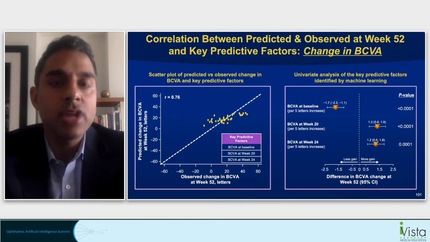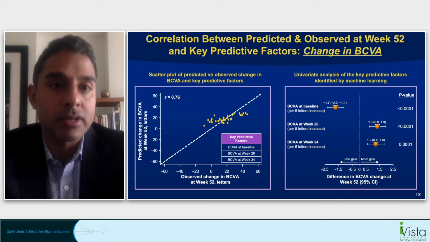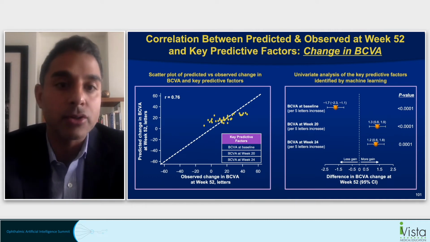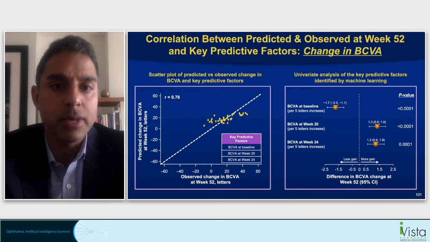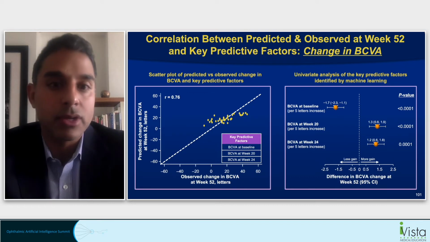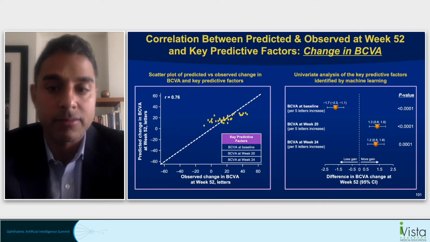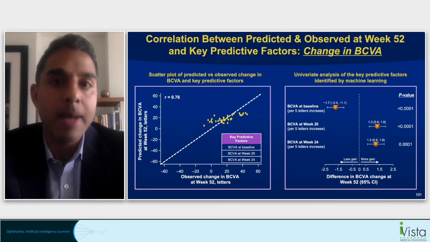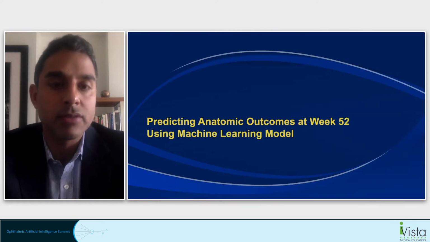Now, when we look at change in best corrected visual acuity, this model is slightly less predictive here, but we see similar predictive factors. We see that the best corrected visual acuity at week 20 and week 24 remain highly predictive. And now we're seeing that the best corrected visual acuity at baseline is predictive. So that's looking at both absolute and change in best corrected visual acuity.